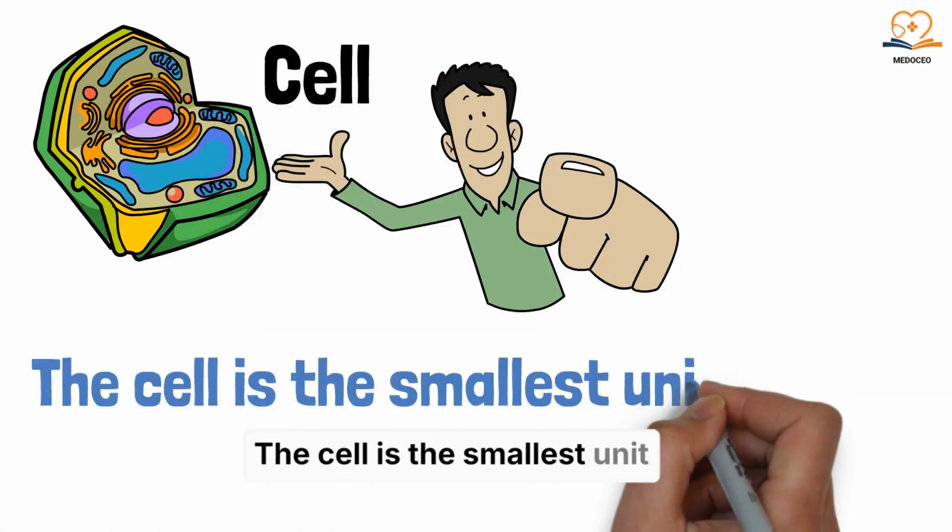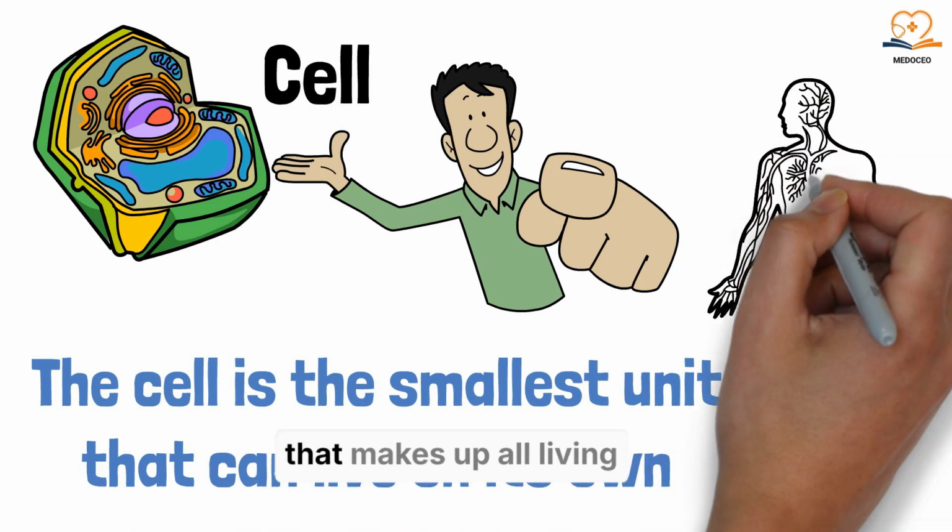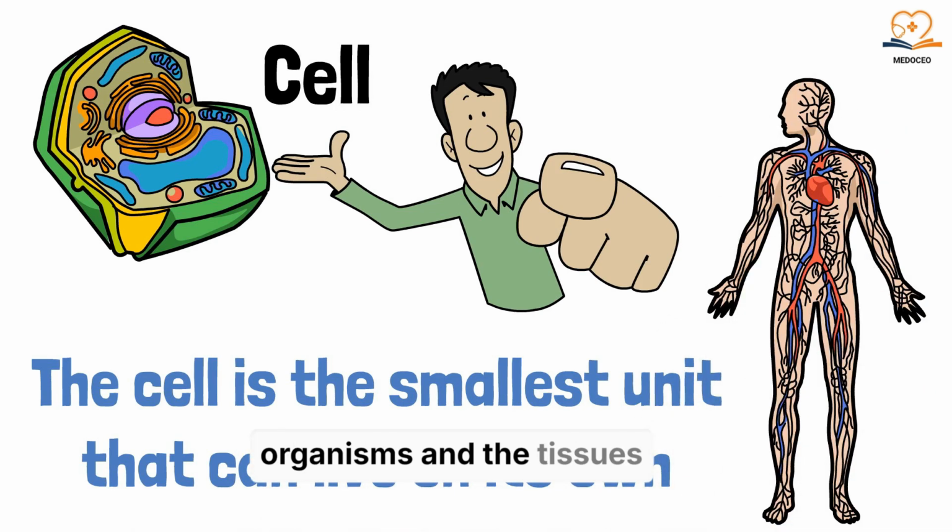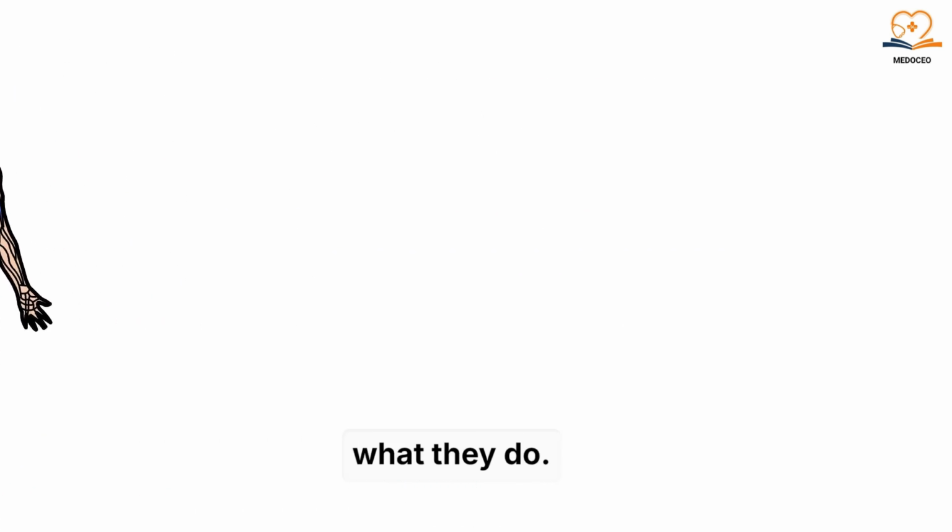The cell is the smallest unit that can live on its own, and that makes up all living organisms and the tissues of the body. Let's dive into the various parts of the cell and what they do.